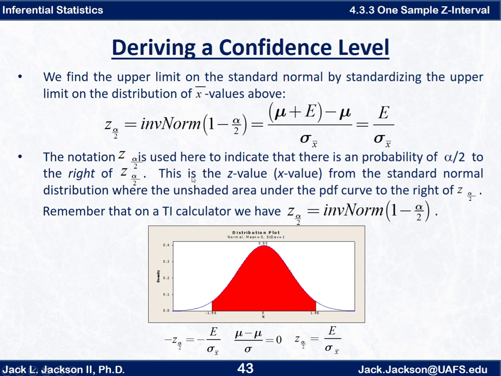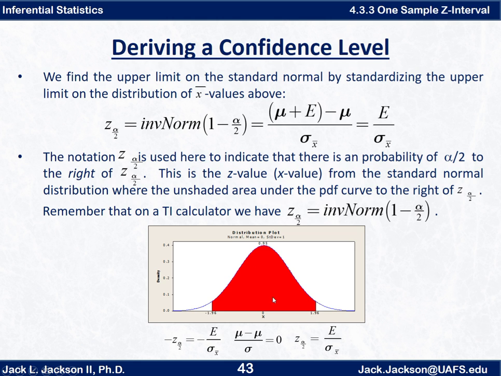And remember, when you were doing an inverse norm, say in our calculator, it always asks for an area to the left. So in calculator speak, it would be inverse norm of 1 minus alpha over 2. I kind of wish they didn't give an area to the right here and left here. I wish it was just always left, but this is the way the notation is. The subscript here always refers to what's to the right, and what's inside here always refers to what's to the left in terms of this probability or shaded area under the PDF.